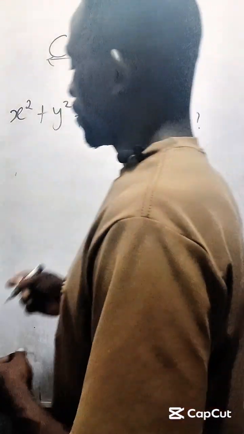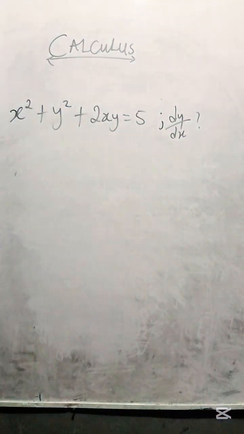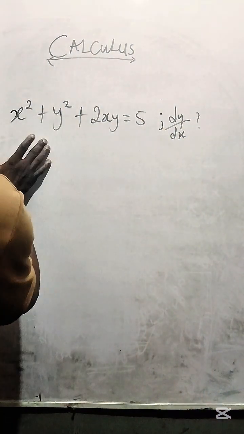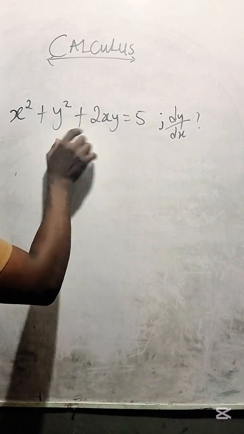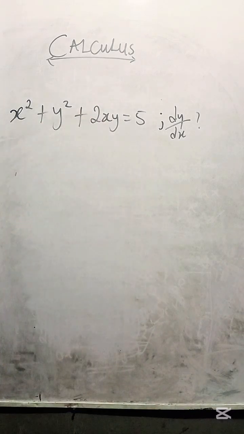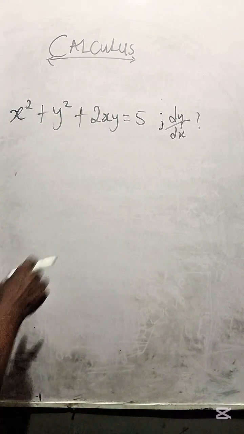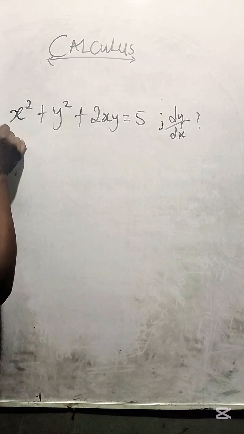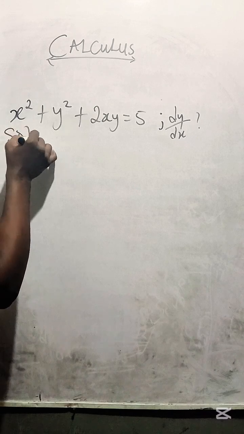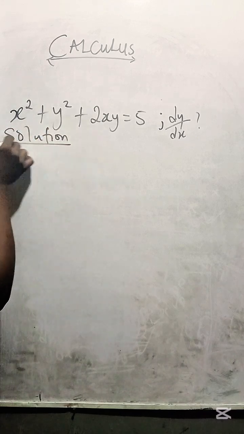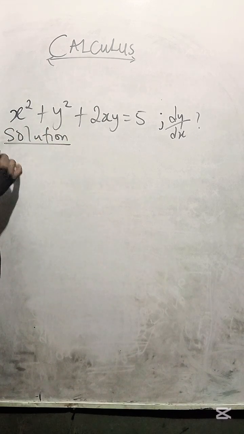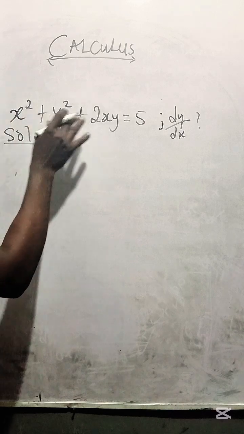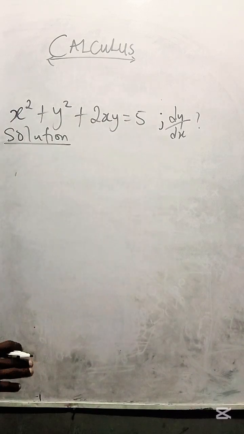The question is an implicit differentiation. This is an implicit function, so finding the derivatives of an implicit function is implicit differentiation. So how do we solve it? It's very simple. First, we say solution. Now we are differentiating each term separately, and that is all.